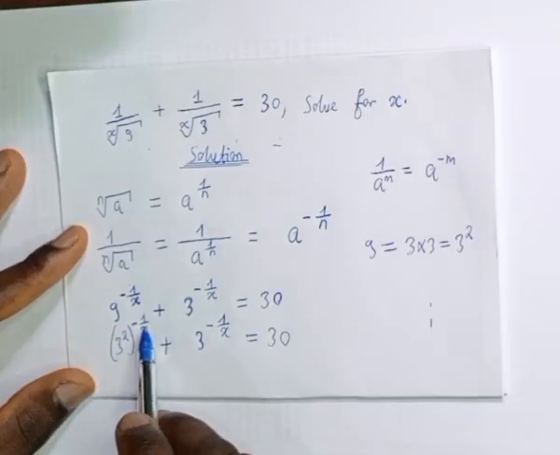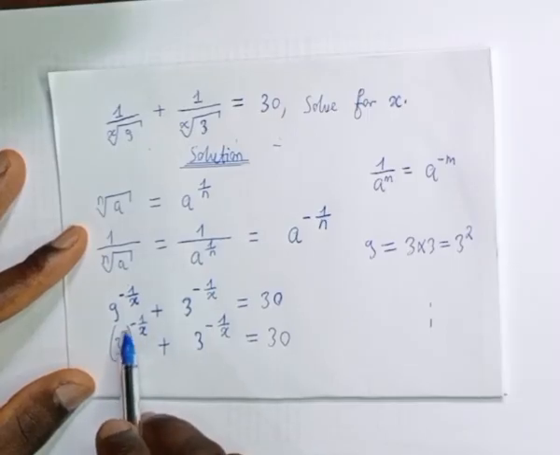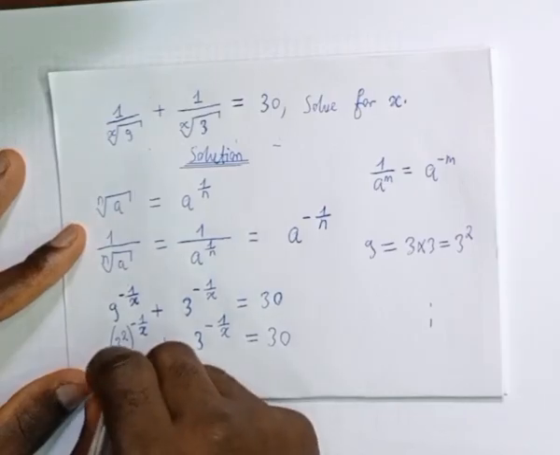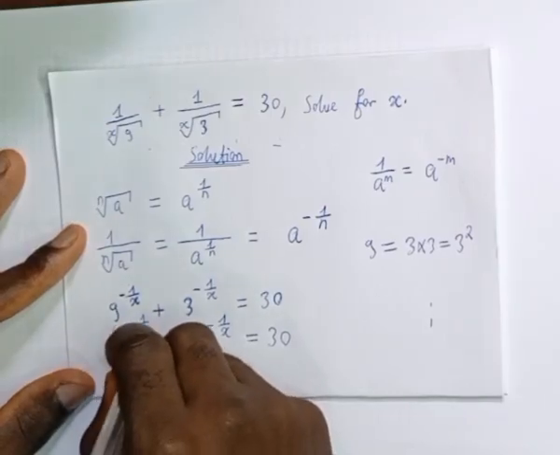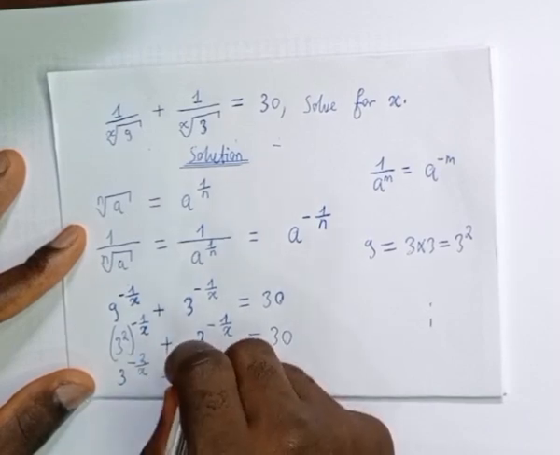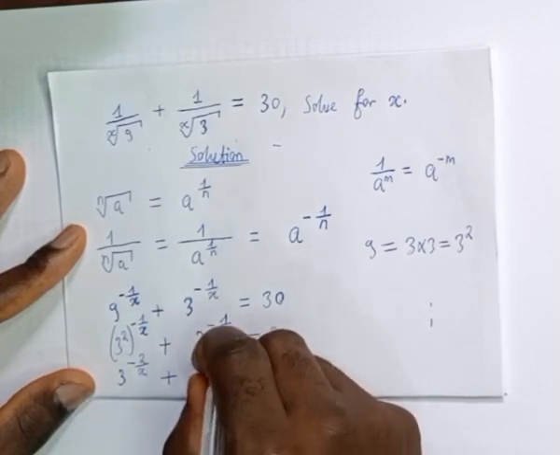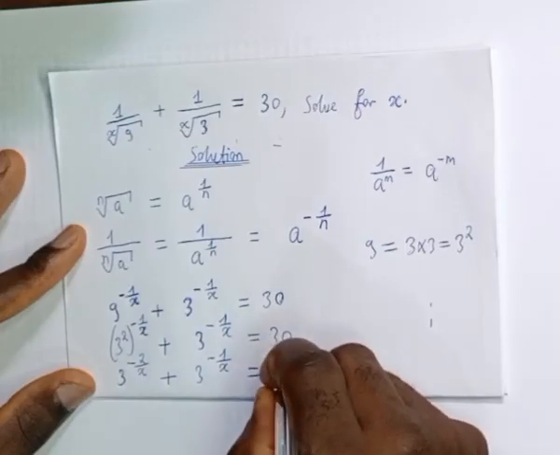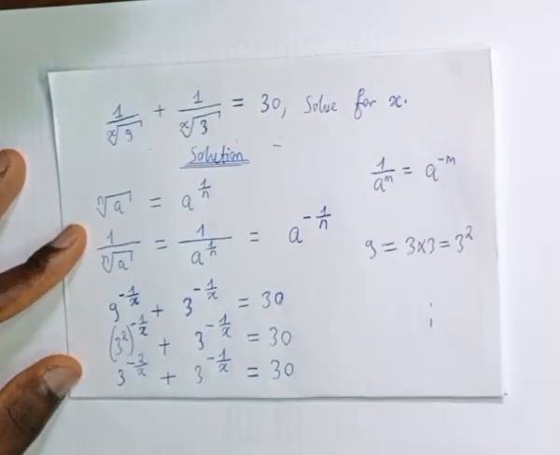Next, we are going to multiply these powers. 2 times negative 1 over x gives us negative 2 on x. We'll be left with 3 raised to the power negative 2 over x plus 3 raised to the power negative 1 over x. This is simply equal to 30.